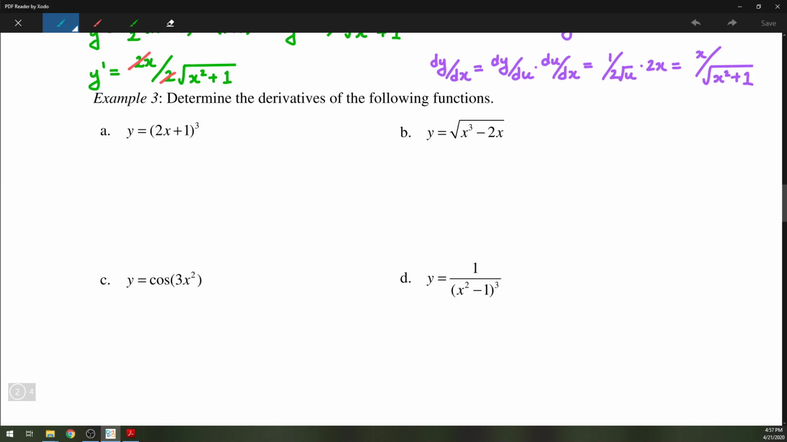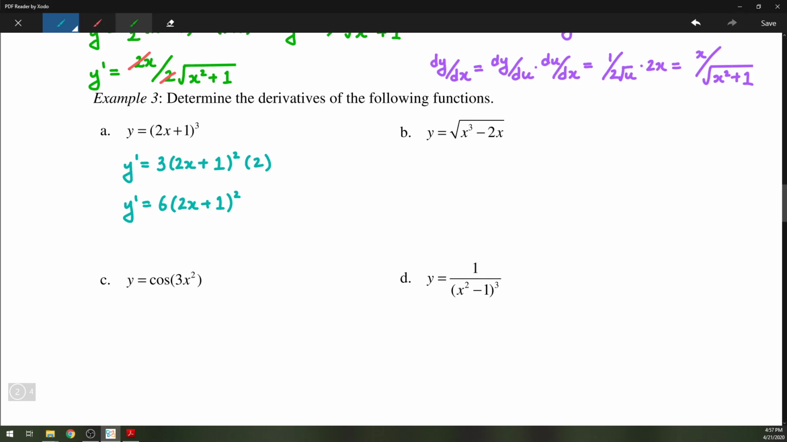Okay, so the derivative of the first function will be 3 times 2x plus 1 squared, and then we take the derivative of 2x plus 1, which is just 2. Then we can multiply the coefficients together, we get 6 times 2x plus 1 squared. We don't have to expand that square. We can just leave it as is, and that will be sufficient.